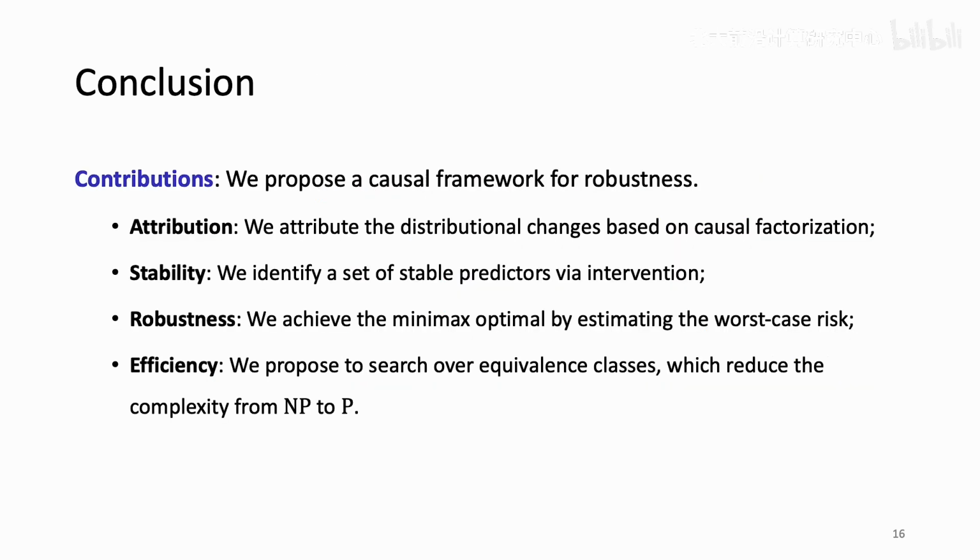To conclude, we propose a causal framework for out-of-distribution generalization. We first attribute the distributional changes to the mutable causal mechanisms. Then, based on this analysis, we identify a set of stable predictors and propose to identify the minimax optimal one among them. Finally, to reduce the computational cost involved, we propose the concept of the equivalence classes and show that it can significantly reduce the complexity.